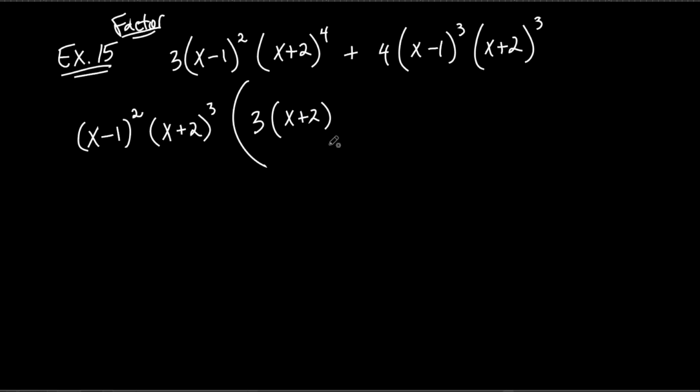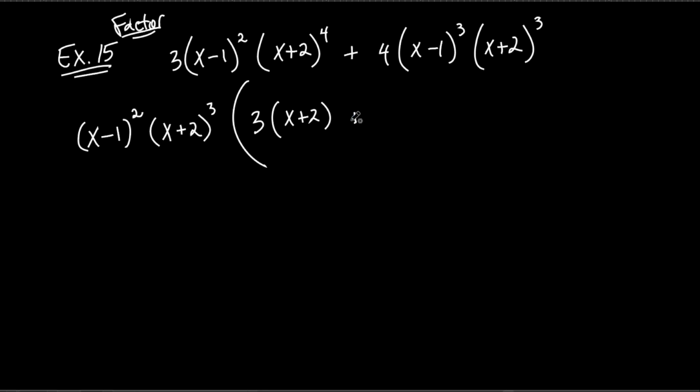Does that make sense on how I explained it? So I've got an x plus 2 to the 4th divided by x plus 2 to the 3rd. That means I just have an x plus 2 to the 1st left over. I don't need to put the 1st. I just leave it like that. Okay?